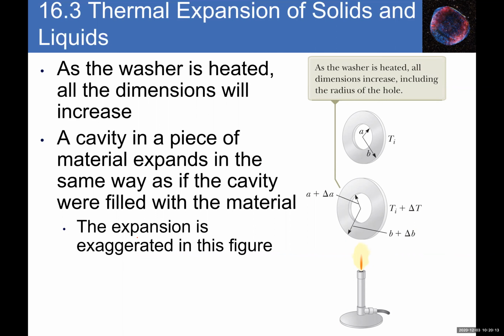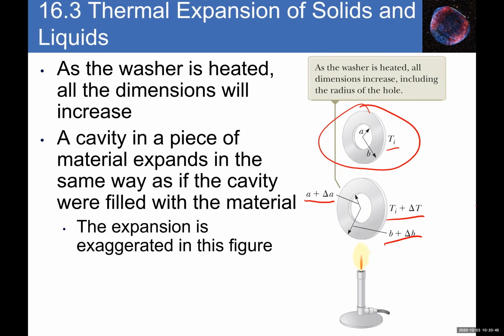And you can see, for example, as the washer is heated, here's an example of a washer with inner radius A, outer radius B, and initial temperature Ti. When the temperature increases, everything basically expands. That means A becomes bigger, A plus delta A. B becomes bigger, B plus delta B. And the temperature increases. So the entire washer expands, including the inner radius and outer radius.